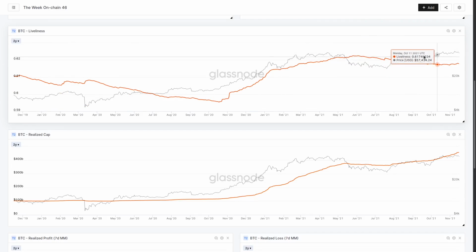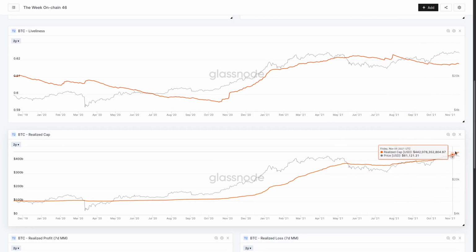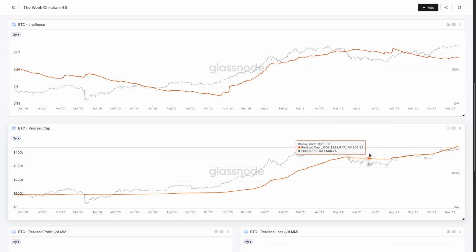of months old. That's why we're getting this kind of soft uptrend in our liveliness, but a very steep uptrend in our realized cap. It's showing that coins are being revalued higher, but they're not necessarily very old. We're talking a couple of months. So that's just an interesting observation between these two very large macro metrics.